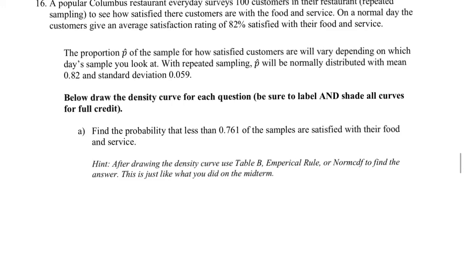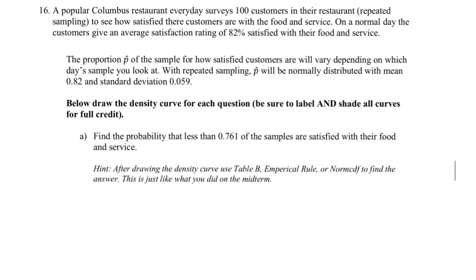All right, chapter number 16, we're going to talk a little bit about probability. So 16 says a popular Columbus restaurant every day surveys 100 customers in their restaurant. So we have repeated sampling to see how satisfied the customers are with the food and service. On a normal day, customers give an average satisfaction rating of 82%, satisfied with their food and service.